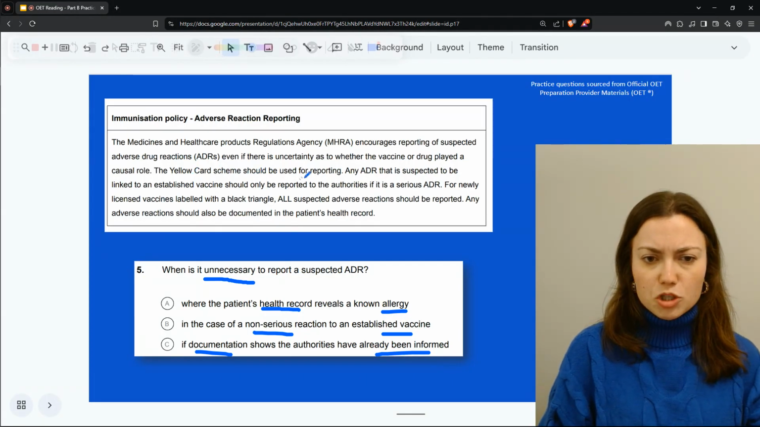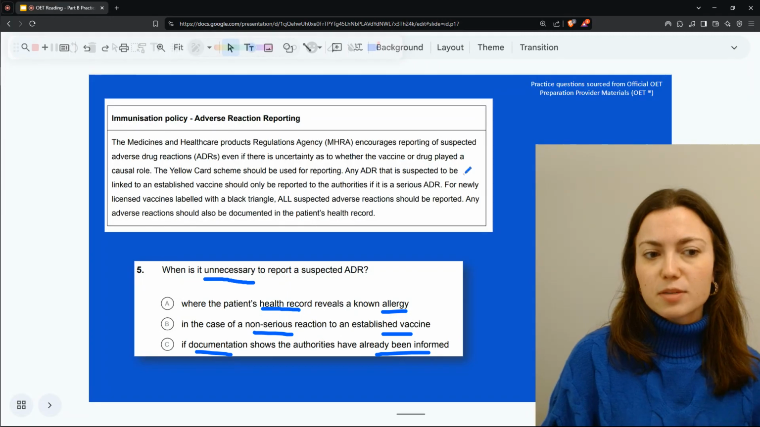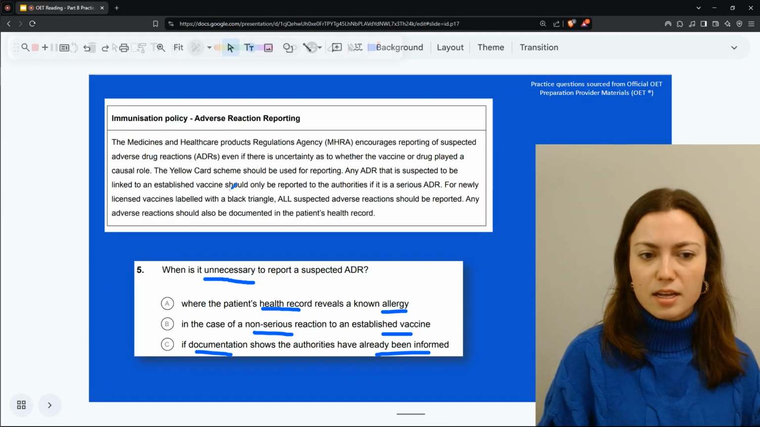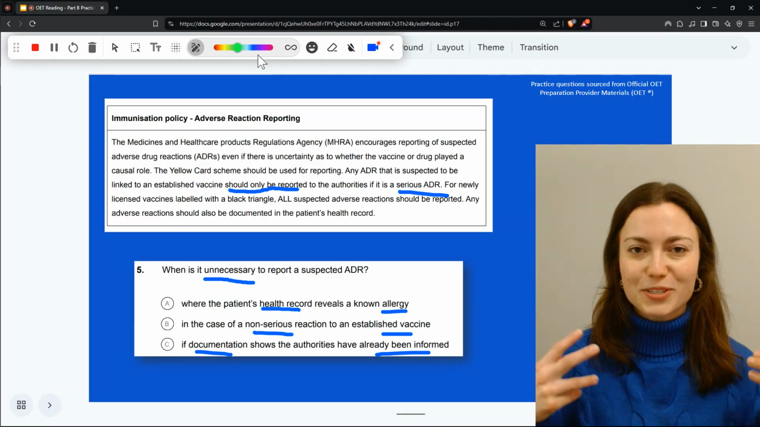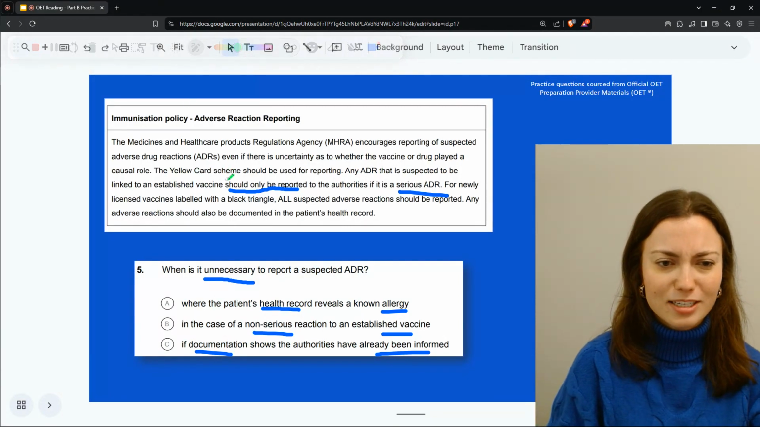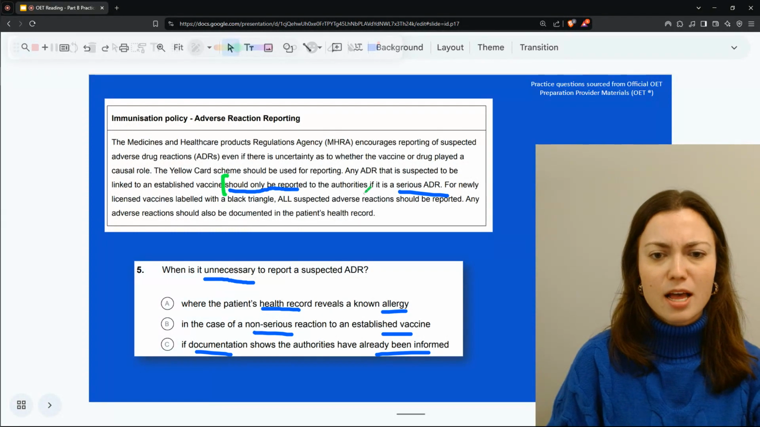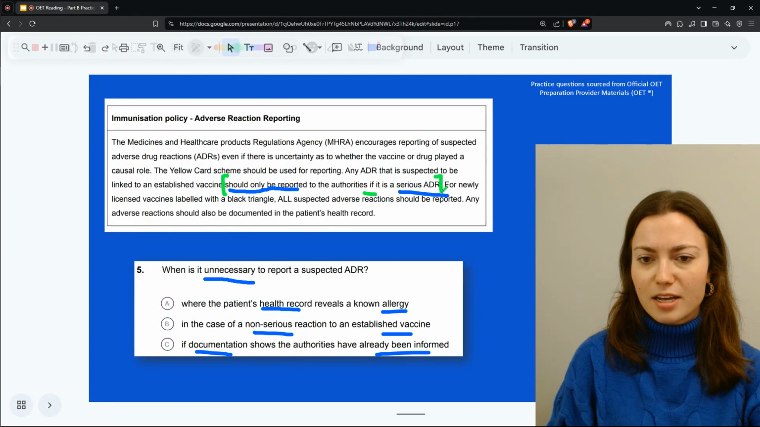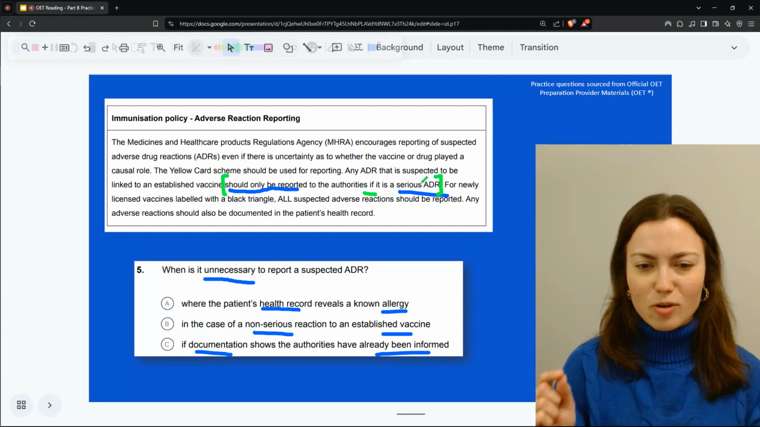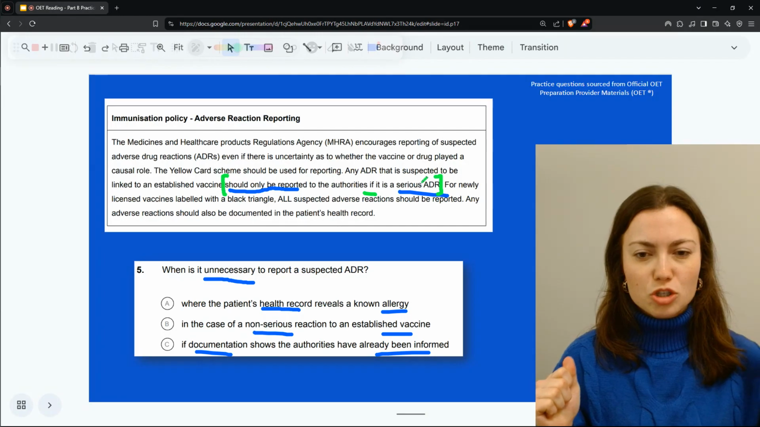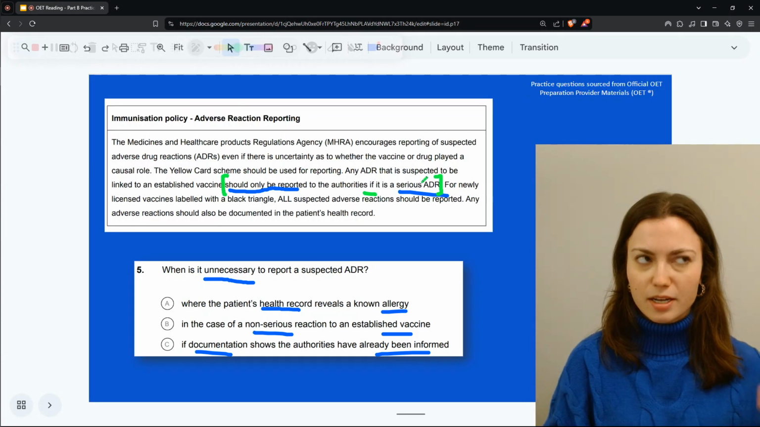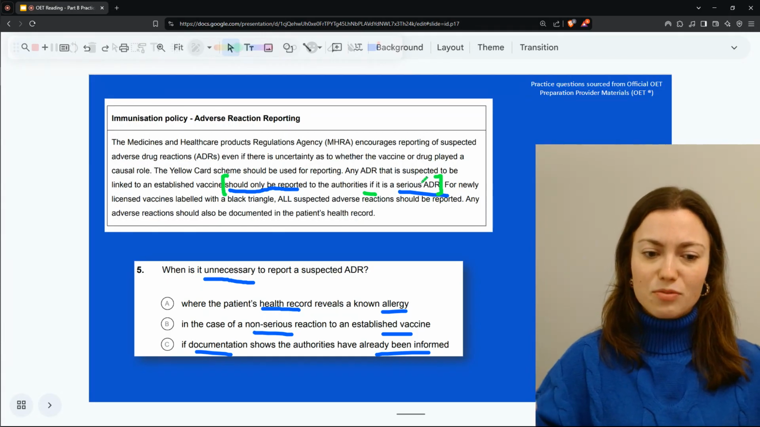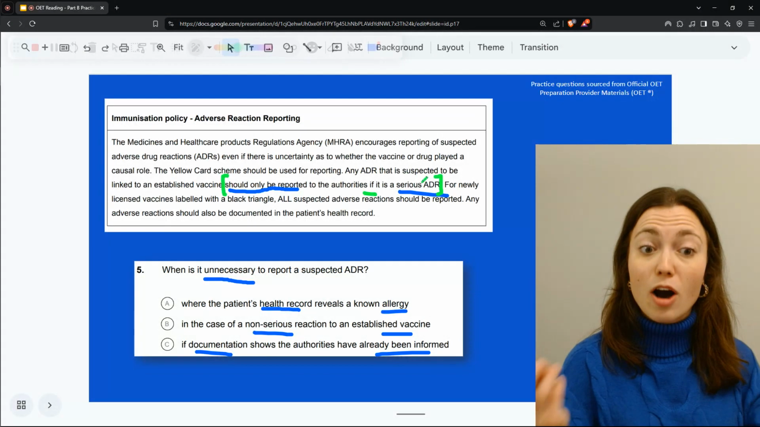The yellow card scheme should be used for reporting any ADR that is suspected to be linked to an established vaccine should only be reported to the authorities if it is a serious ADR. So of course, the language person in me looks at this and sees, okay, there's a lot of conditional statements. Should only be reported if it is a serious ADR. So immediately my alarm bells go off and say, okay, what is this saying? So you should report it if it is serious. Therefore, when do you not need to report it? It's unnecessary to report it if it is not serious, the opposite.